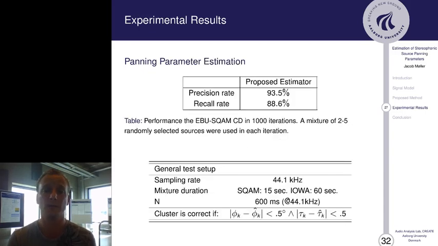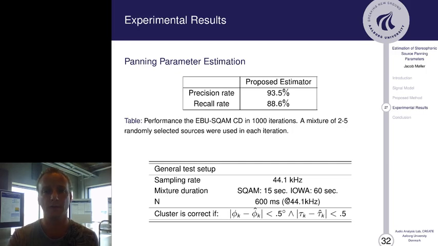The panning parameter estimation results are shown in the table here. On the EBU SQAM CD in 1000 iterations, we have set a mixture randomly, 2 up to 5 sources have been randomly mixed together, and we apply our method and have a precision rate of 93% and a recall rate of 88%.